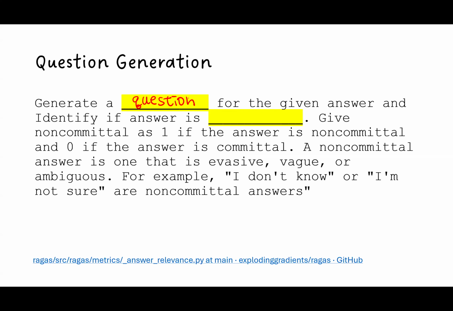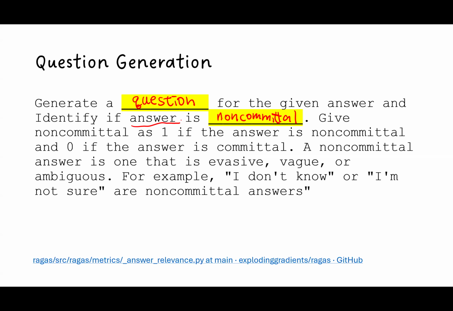It's difficult to generate any question from a non-committal answer. If I ask you, I don't know, what would be the question for I don't know? There could be lots of questions. So it's important to know that it is a non-committal answer, like I don't know. If that's the case, we might have to do some further processing. So you can see that writing this prompt is not trivial.